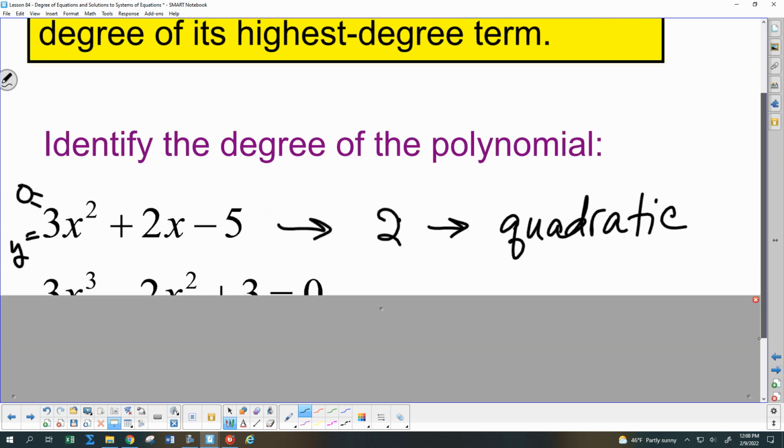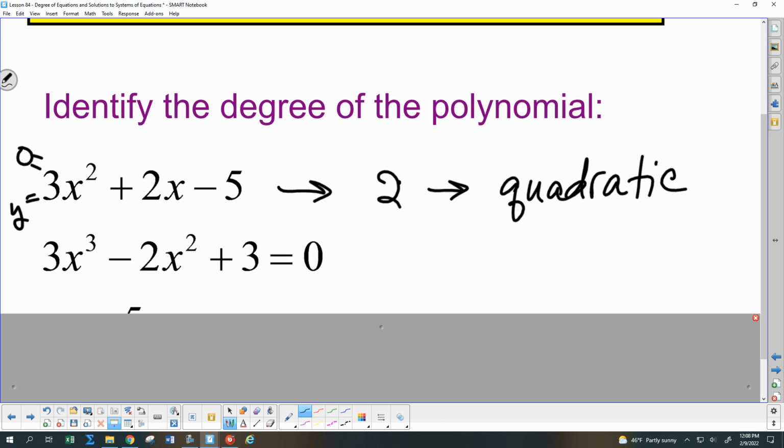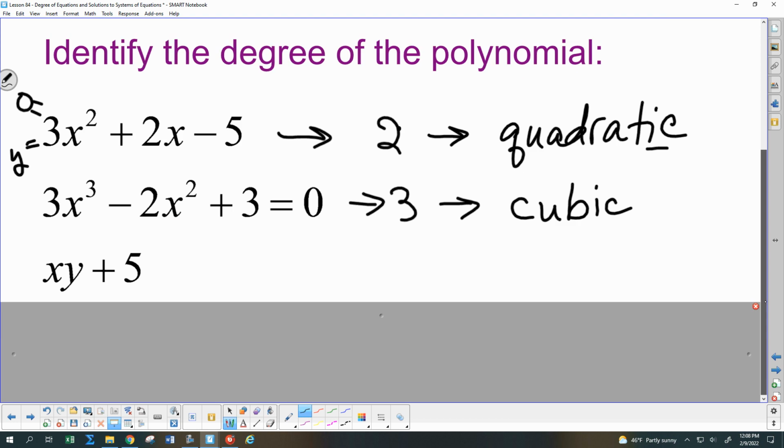What about this next one? What's my biggest degree? Anybody know the name for a quadratic in one, or for not a quadratic, for a polynomial in one variable with degree 3? It's not a quadratic. Anybody know what we call these equations? Cubic equation. If I go slowly enough, you'll get it.